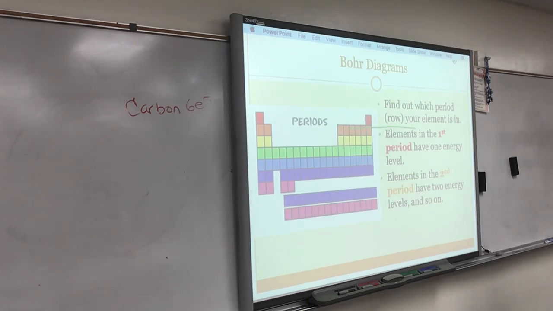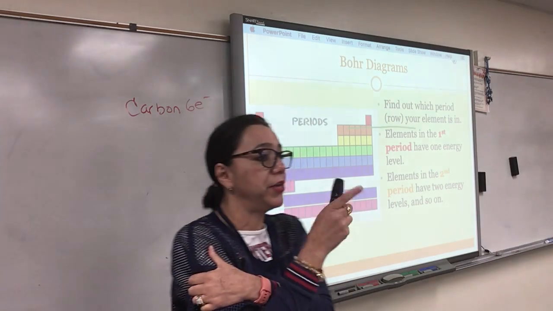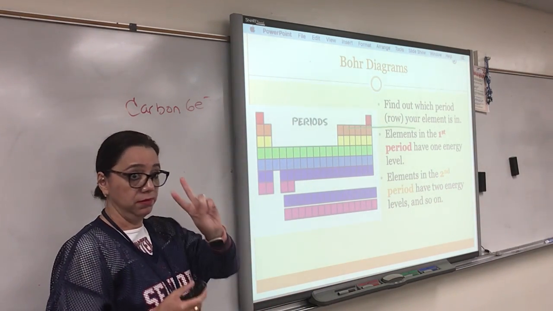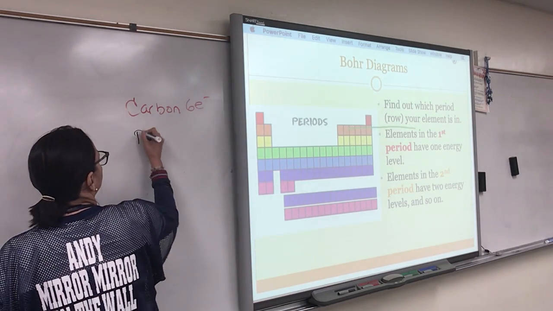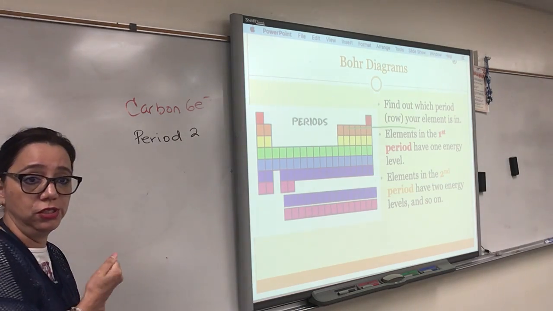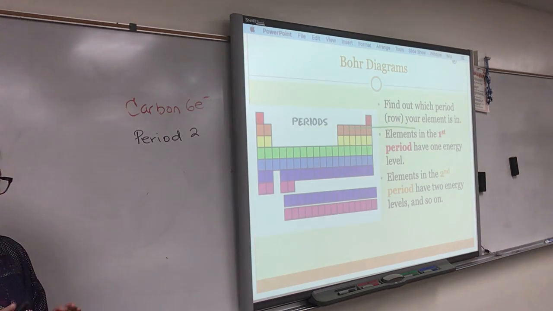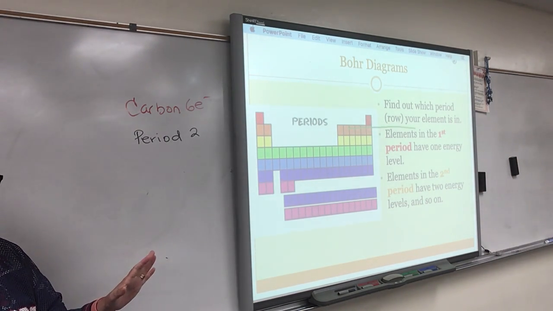So for carbon, in what period is carbon? Because we're using carbon as an example. In period 2. So we know that carbon is in period 2. That means that we're going to draw how many circles? 2. Okay, guys, I want you to see first. Don't write anything. I want you to see, and then I'm going to allow you time to draw, okay?